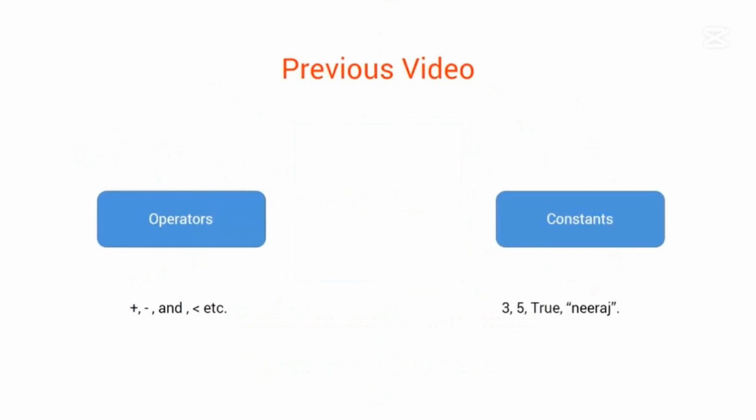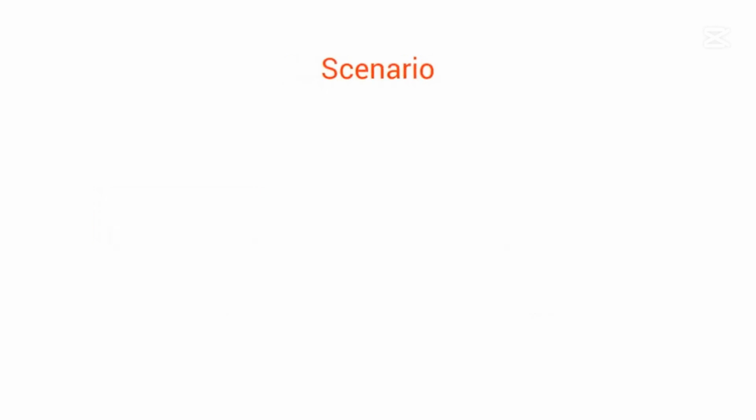In the previous video, we learned about some operators like addition, subtraction, and less than, etc., and used them on constant values like 3, 5, true, neither, etc. But you cannot always work with constants. Let me explain why with the help of a scenario.